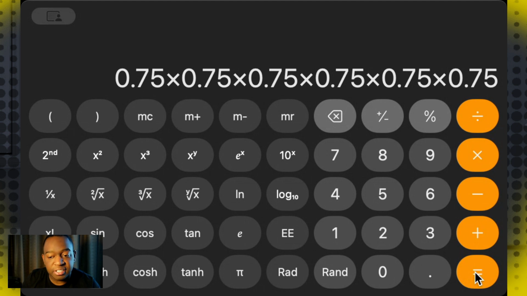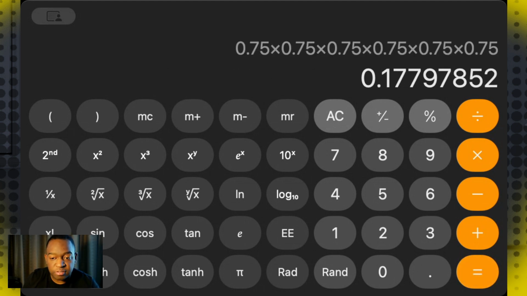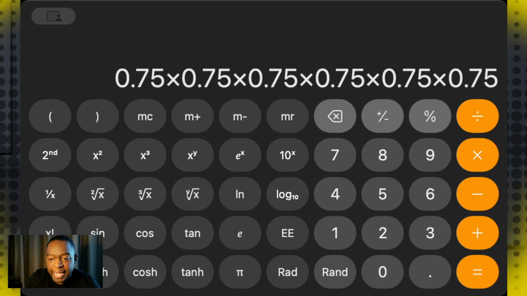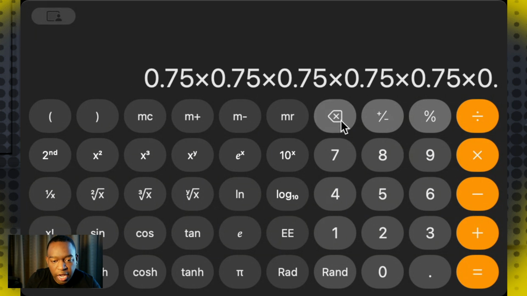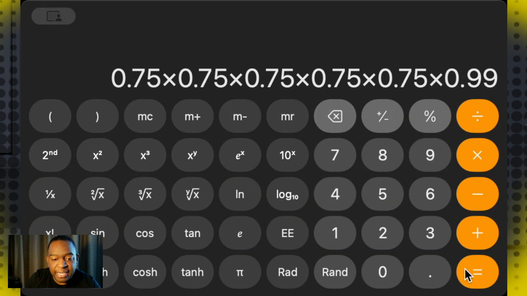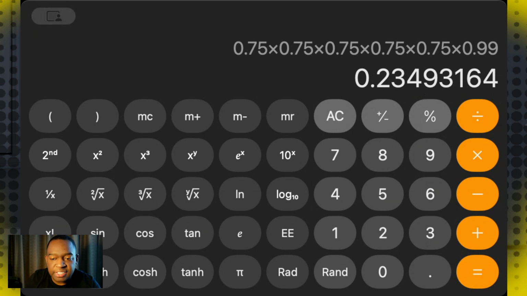This is the percentage. Now, if you press equals, that means you have a 17% chance of winning that money that they're talking about. You have a 17% chance of all those outcomes occurring. Even if I went back to this equation and I make this 0.99, it only changes to a 23% chance of it happening.